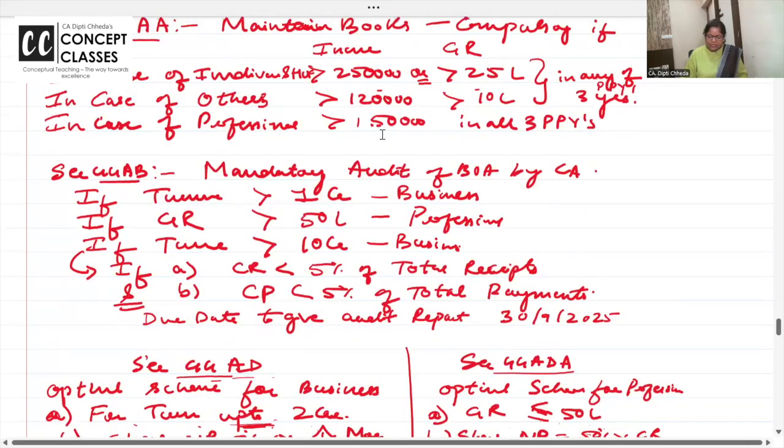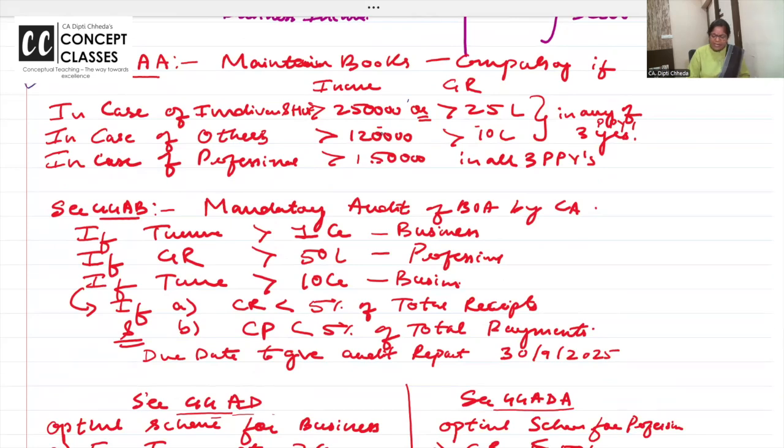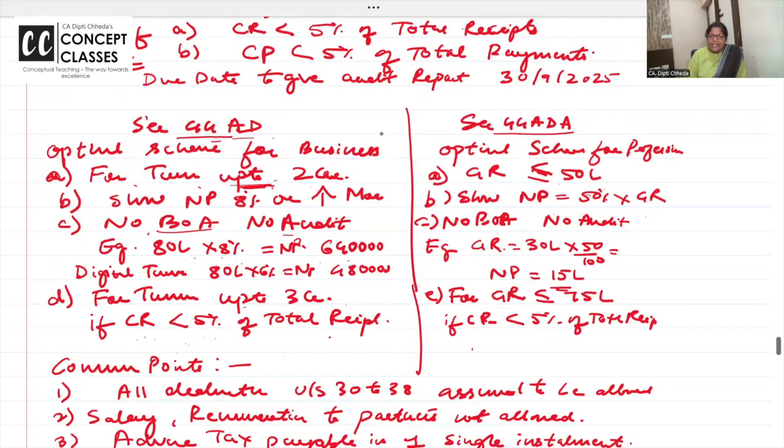So many questions. Yeah. Maintain books of accounts 44A. Mandatory audit 44AB. Above 1 crore business, above 50 lakhs professionals, above 10 crore business. Now, 44AD is presumptive taxation for business. This is for professionals. Up to 2 crore, up to 50 lakhs. Show 8% net profit, 6% digital के केस में, यहाँ 50%.